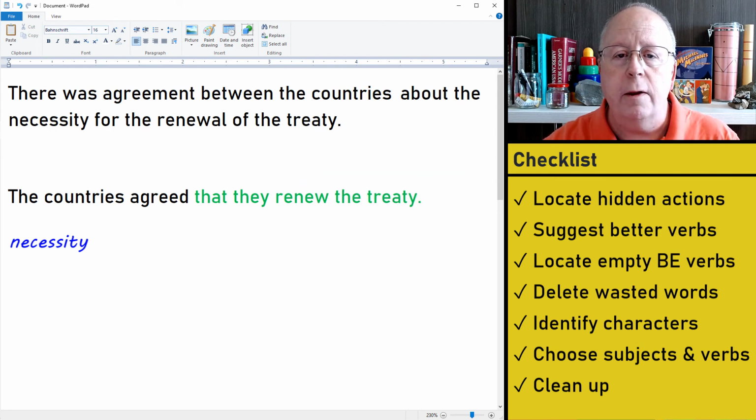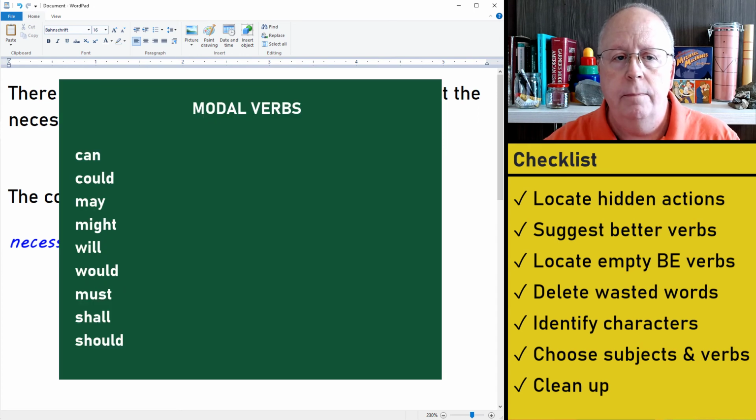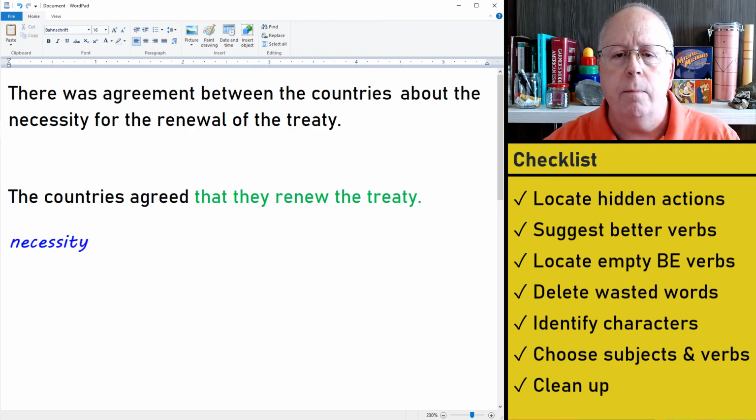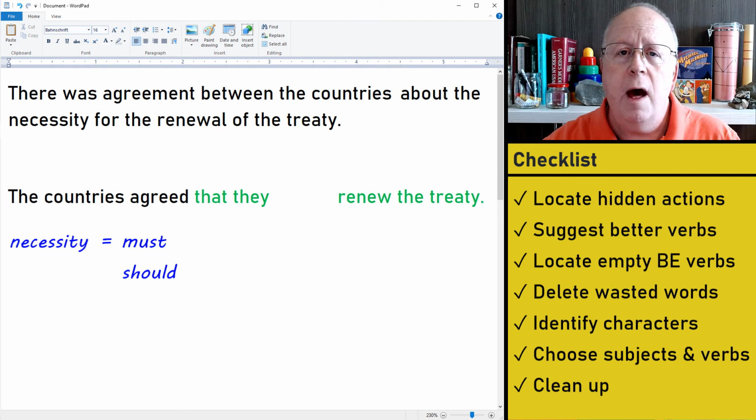Now I'll use a trick that often comes in handy, and that's to transform the necessity idea into a modal verb. Remember that a modal is a kind of auxiliary verb that we place before a main verb to indicate ideas like ability or permission. So I'll open a space here where the modal will go. The obvious choices to indicate necessity are must and should. In this case, I think should sounds the most natural. I'll leave it up to you to figure out why.